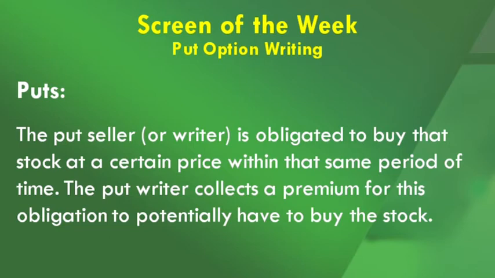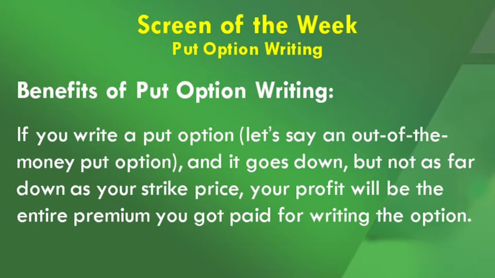Now the put seller, or the writer, is obligated to buy that stock at a certain price within that same set period of time. And the put writer collects a premium for this obligation to potentially have to buy the stock. The benefit of writing a put option is that if you write an out-of-the-money put option, and the stock goes down but not as far as your strike price, your profit is the entire premium that you got paid for writing it in the first place.